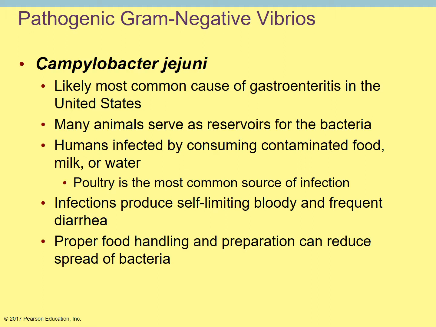Campylobacter jejuni is one of the most common causes of gastroenteritis in the United States. A lot of animals can act as reservoirs, and then humans get infected by eating contaminated food or drinking contaminated water or milk. Oftentimes, poultry, chickens, turkey can be a source of infection with this. Infections usually are self-limiting. You have frequent diarrhea. How do you prevent this? Proper food handling and proper food preparation.